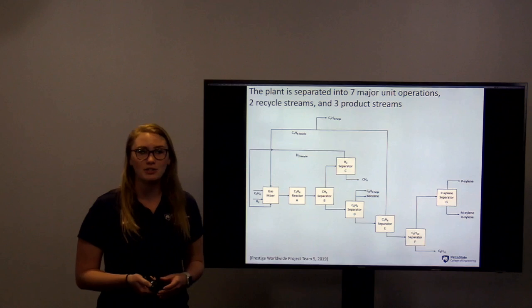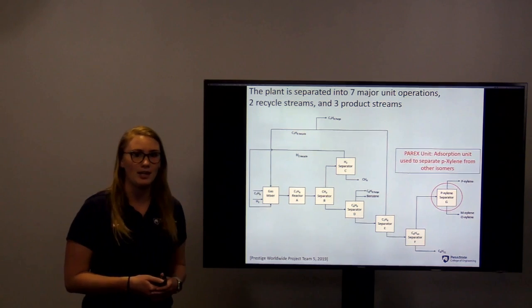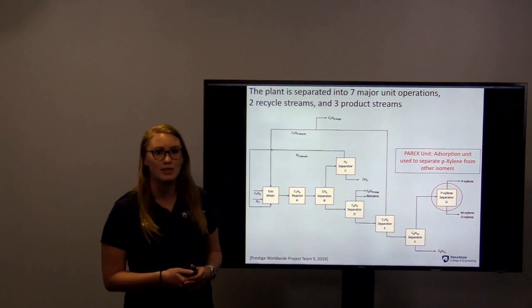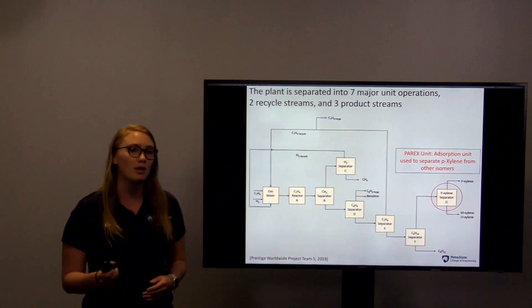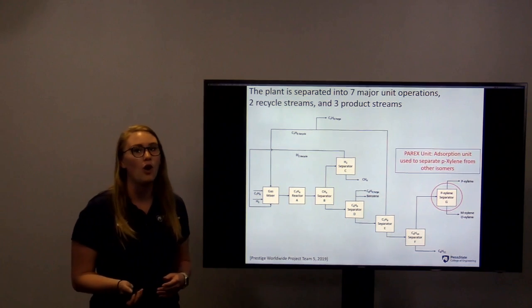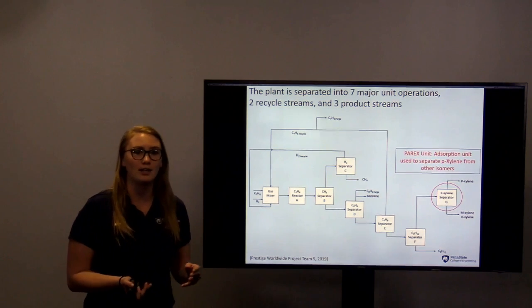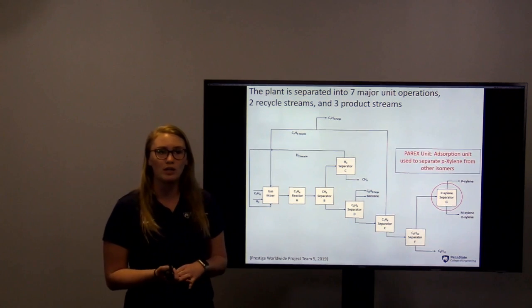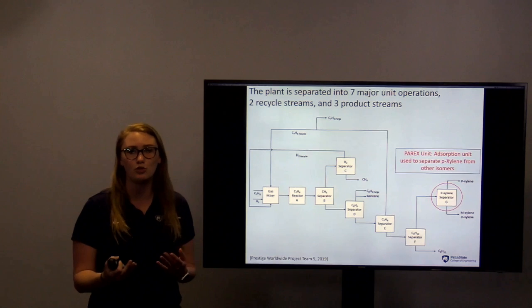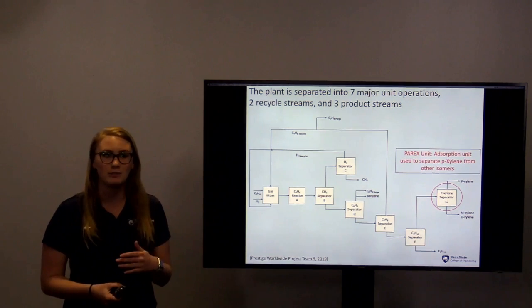So our first major unit would be our Parex unit, and it is an absorption unit used to separate our paraxylene from our other 2 isomers, meta and orthoxylene. This process is a trademark process and license, and we were tasked in the beginning of the project to use this to separate those mixed isomers.